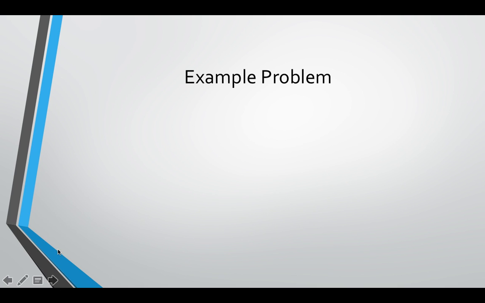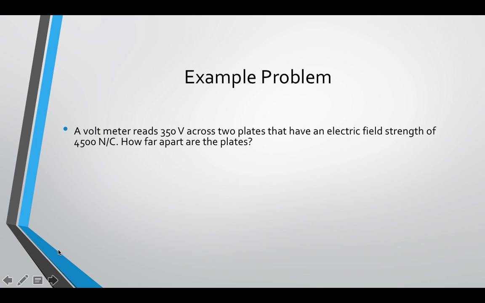All right, and our last example problem. A voltmeter, which is a tool we use to read the voltage in just about any electrical circuit or any situation like this, reads 350 volts across two plates that have an electric field strength of 4,500 newtons per coulomb. How far apart are the plates? Once again, we know this formula. It's the same formula we've been using all along, where the electric potential difference is equal to the electric field times the distance between the plates.